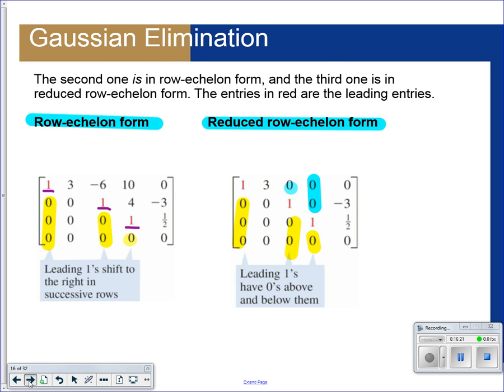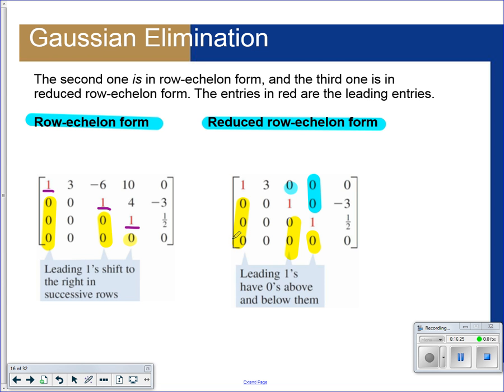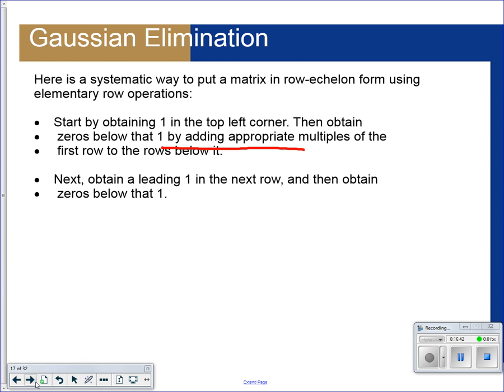Yeah, Jen? Why do we have a row of all zeros there? Well, this is just an example, but if you had a row of all zeros at the end, then the system would be dependent because you would get 0 equals 0. And if you have 0 equals 0, it'll be dependent, but we're going to talk about that later.